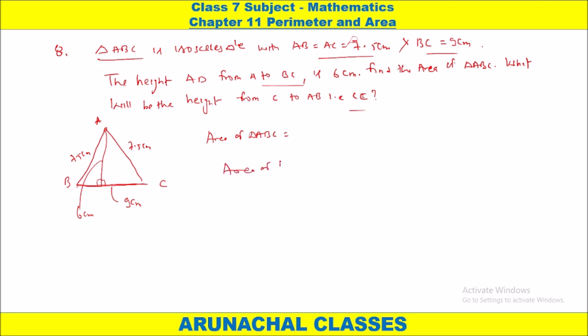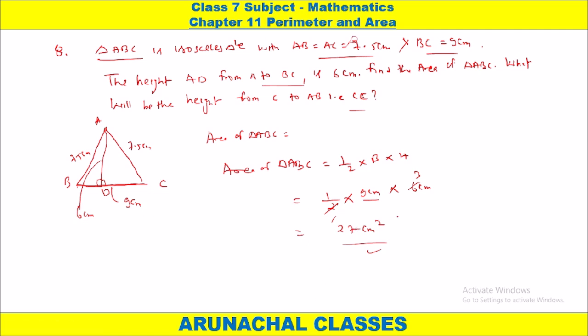So area of triangle ABC is half base into height. Half multiplied by base value 9 centimeter, that is BC. Height is given as 6 centimeter, that is AD. So it will be 2 into 2, 2 times 3 is 6, 9 times 3 is 27 centimeter square. That will be the area of the triangle.